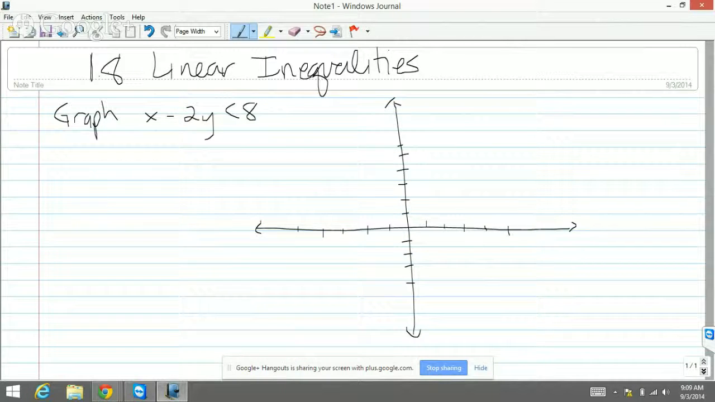Do we have to graph that line? Is it going to be dashed or solid? Dashed. Okay. What's the slope?